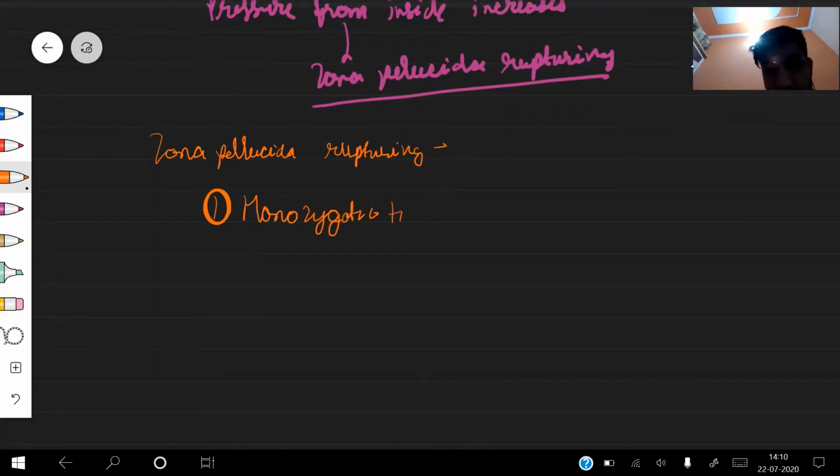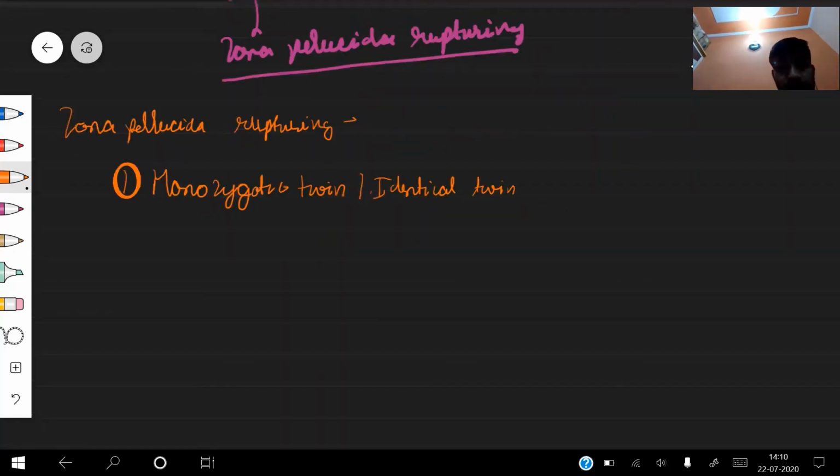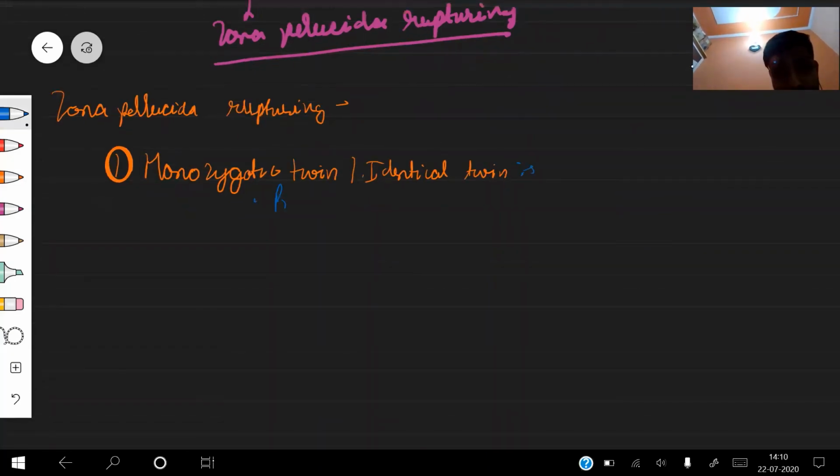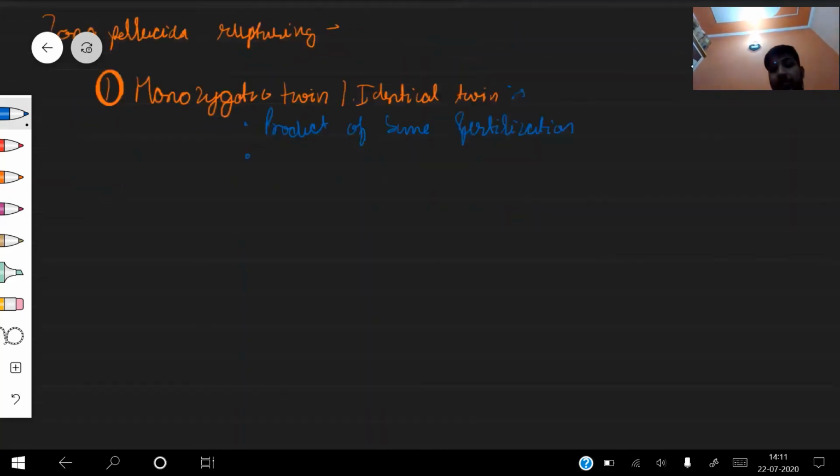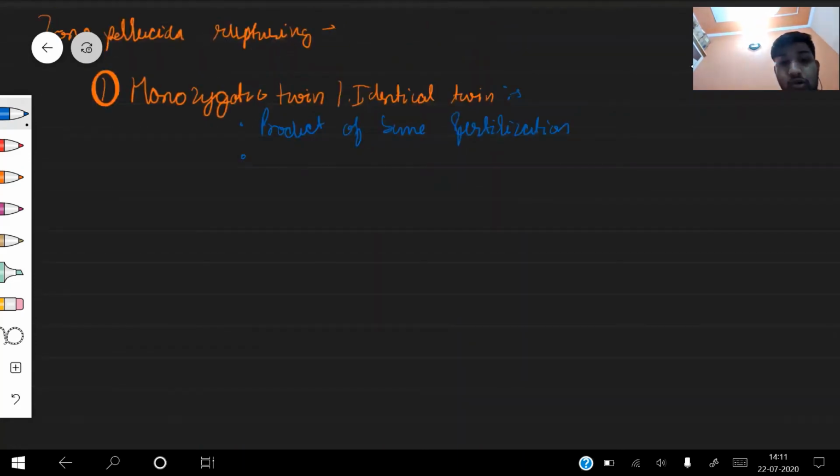Monozygotic twin, or identical twin. An identical twin is formed from the product of the same fertilization. It is due to the division of the inner cell mass.